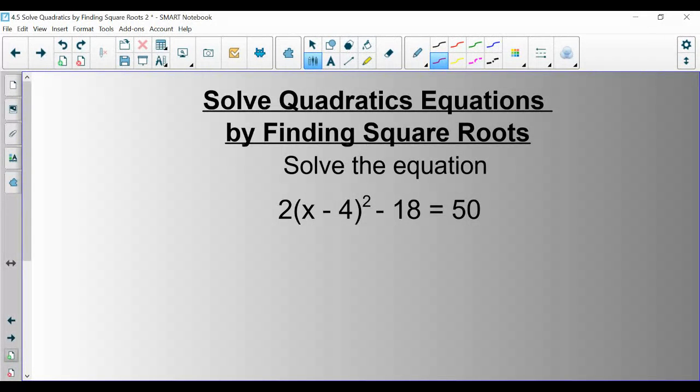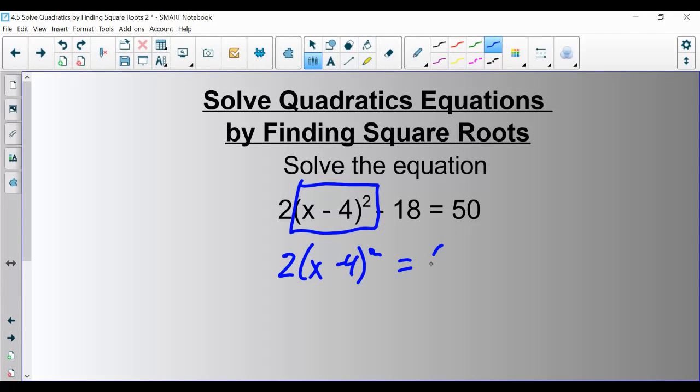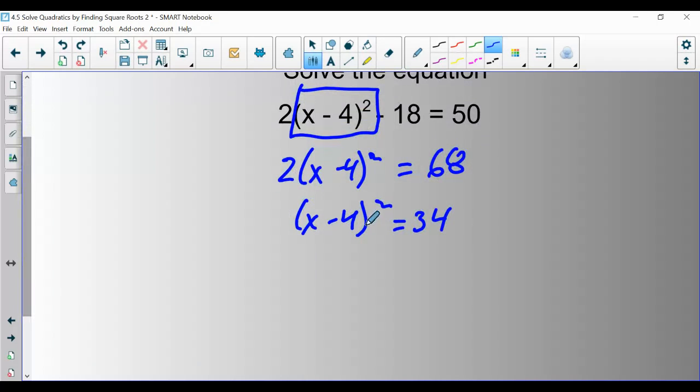I believe we have 2 more examples that we're going to talk about. Remember, step 1, if it was written here, would say solve for the thing that's being squared. In this example, the thing that's being squared is x minus 4. So I need to solve for this whole thing. I'm going to do that by adding 18 to both sides, and then dividing by 2 on both sides. And now I've solved for the thing that's being squared.